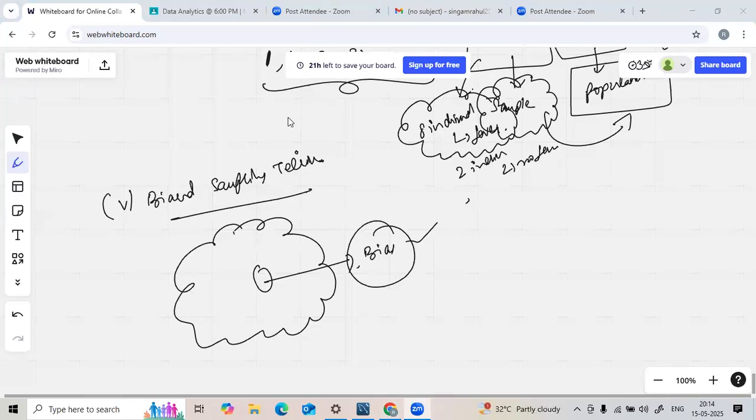Biased sampling is nothing but wantedly taking a sample and performing some analytics on it. So there might be some scenarios where you need to consider the biased sampling technique, but rarely. We will not go with this type.